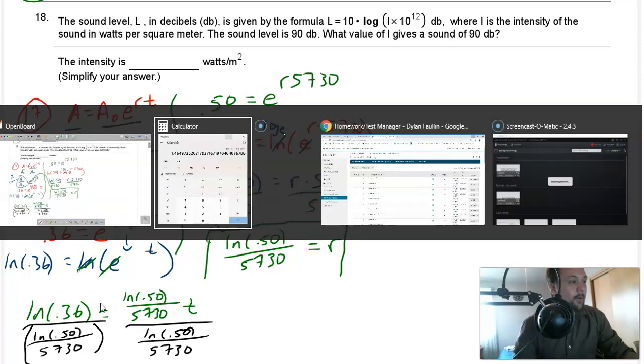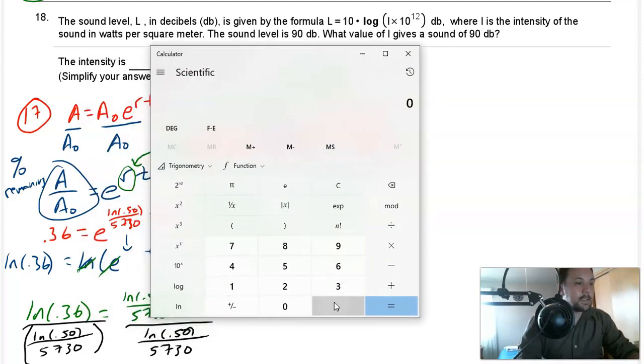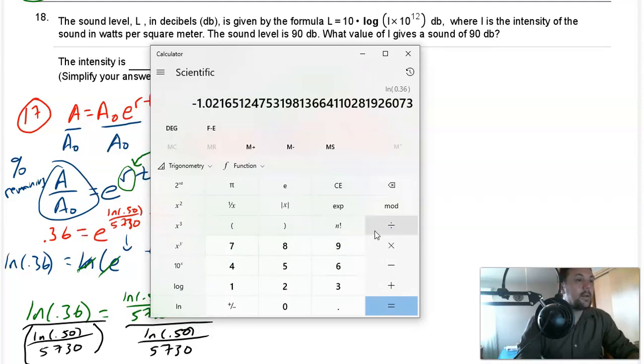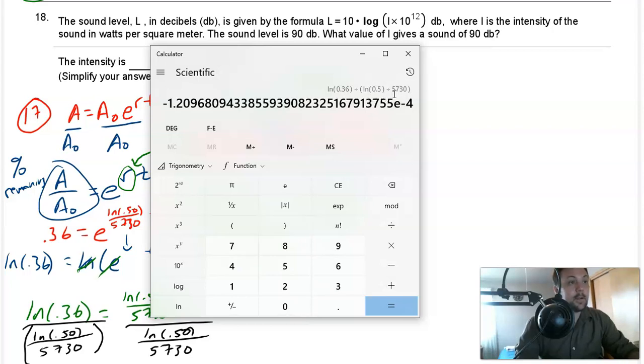All right, so let's go ahead and do that real quick, and then we'll have our answer and we'll get to that last problem. All right, so we have 0.36, natural log of that, divided by parentheses, because I want to put this in parentheses. Now to do my natural log, I got to do 0.50 first. That's just the way this calculator works. Natural log of that, divided by 5,730, close the parentheses for the denominator, right?